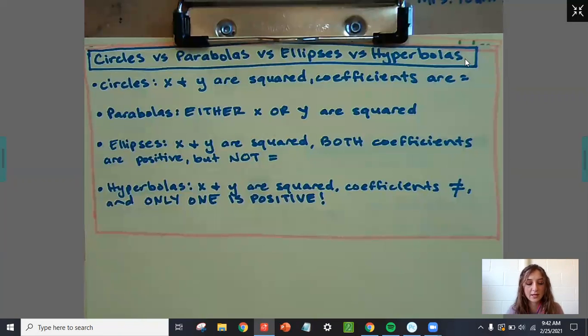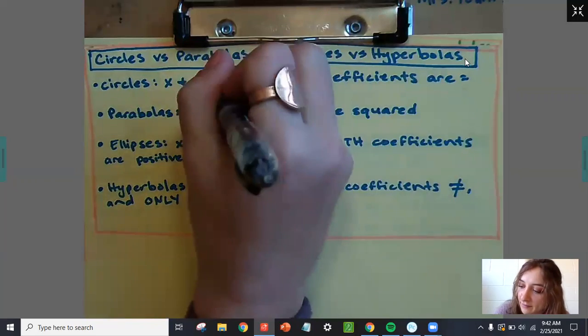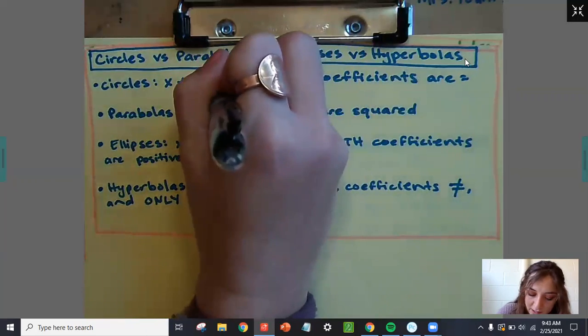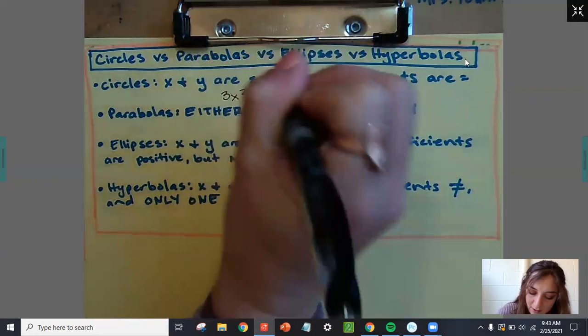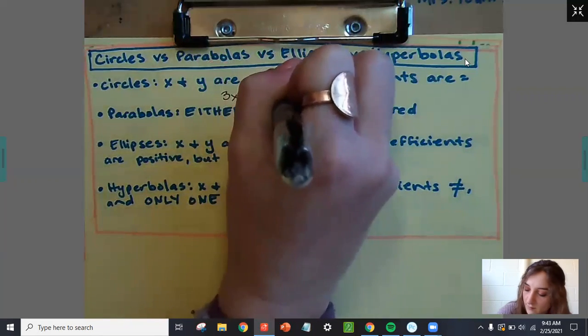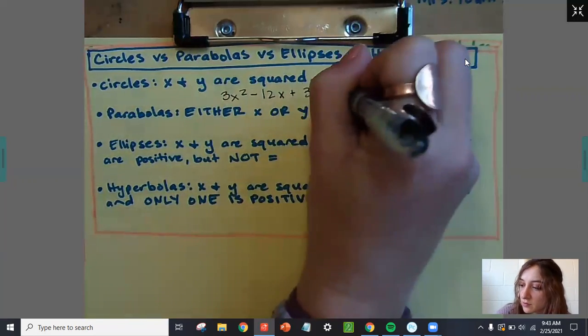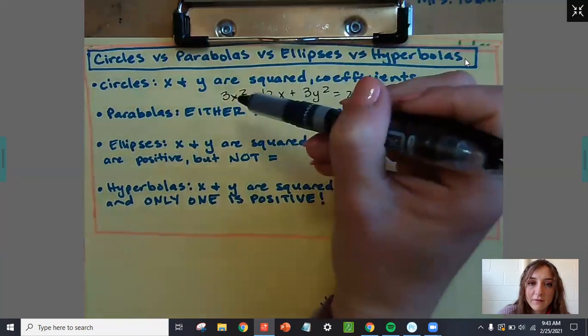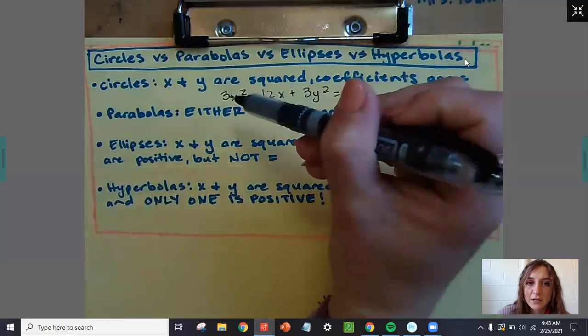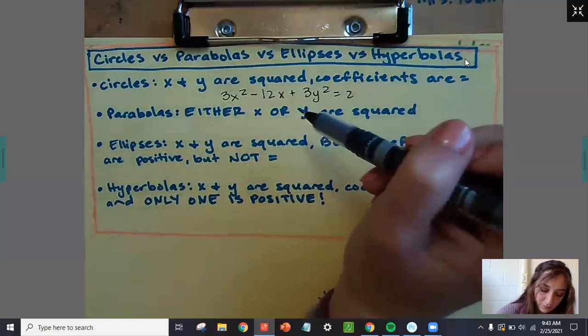Whenever this is written in its standard form, here's just an example, something like 3x squared minus 12x plus 3y squared equals 2. So notice that these two things are the same. We have 3 and 3. So that's how you can really tell that this is a circle.